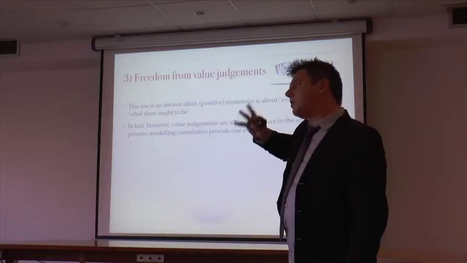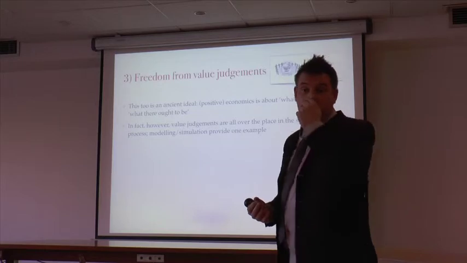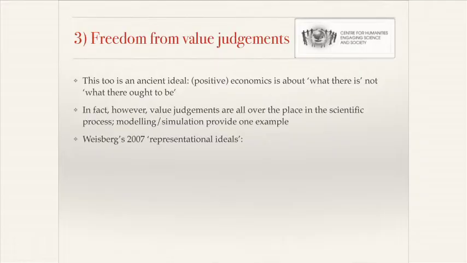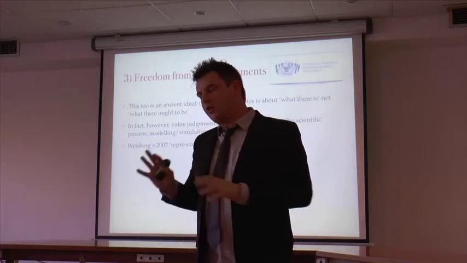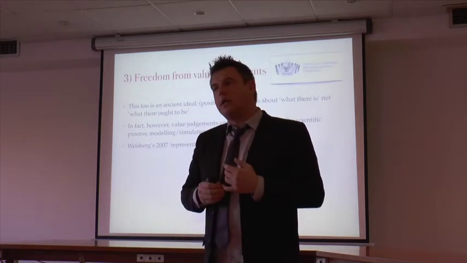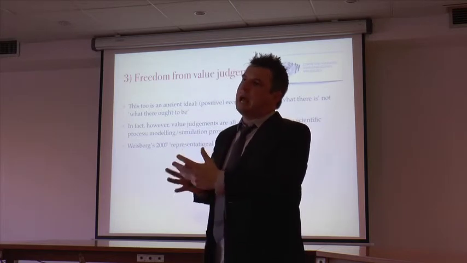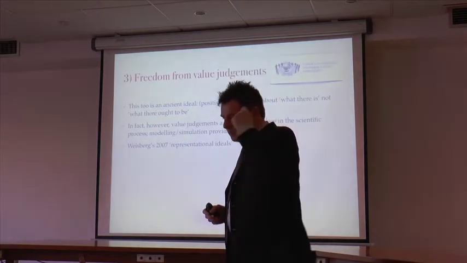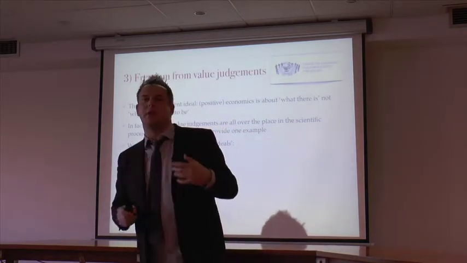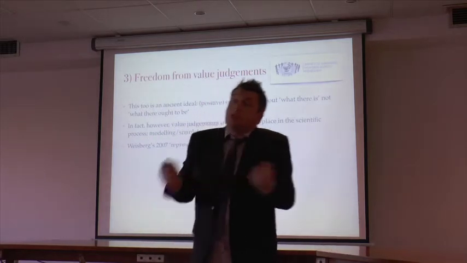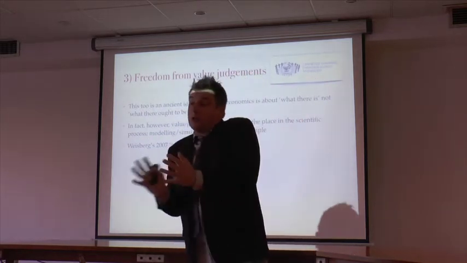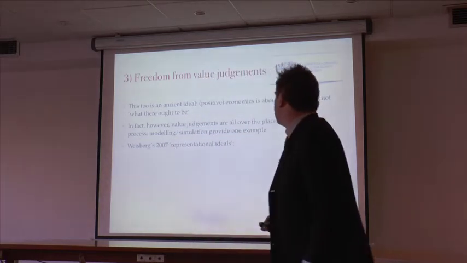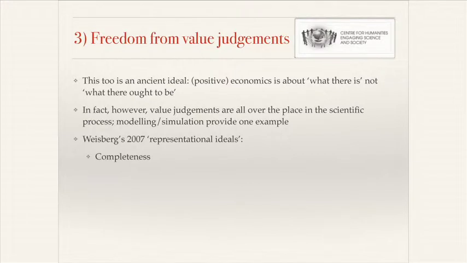But I do want to use the case of modeling as one example of this fact. Michael Weisberg wrote a paper about three modeling strategies that he juxtaposes and analyzes, and he thinks that different modeling strategies have different qualities to help with certain goals of science. And these goals of science he calls representational ideals. So what do we want from a model? Different modeling strategies have different qualities in getting us what we want from these models. And here are his five or six ideals.